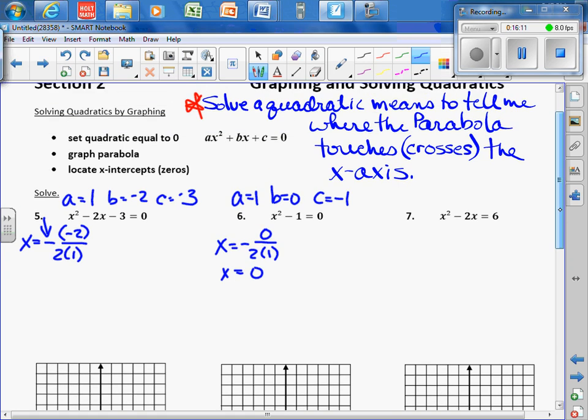Now in 7, what's different about this one? Well, we have 6 on the right side of the equation. What have we always had before? Well, we need 0. So to get 0 here, we're going to subtract 6 from both sides. And we get x squared minus 2x minus 6 is equal to 0. And now we can say that a is equal to 1, b is equal to -2, c is equal to -6. Go ahead and graph these.